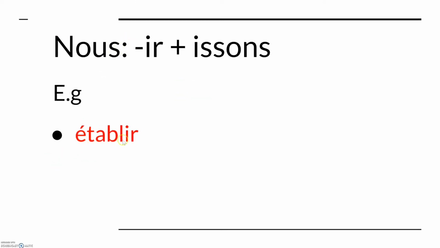So nous, établir, to establish. If you want to say we establish, you chop off the IR and you add ISSONS. There you go.